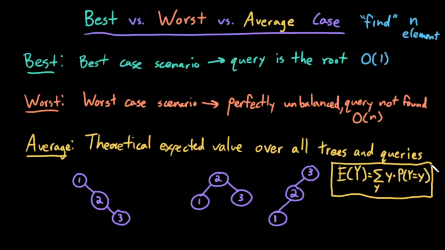And just to remind you, this is the expected value equation. For some random variable capital Y that can have any value lowercase y, the expected value of capital Y is lowercase y times the probability that capital Y equals that lowercase y, over all theoretically possible values lowercase y. This seems a bit abstract, but we'll dive into it slowly for a binary search tree. We'll talk about what assumptions we have to make and how we can actually do some form of a theoretical expected value over binary search tree shapes and queries.